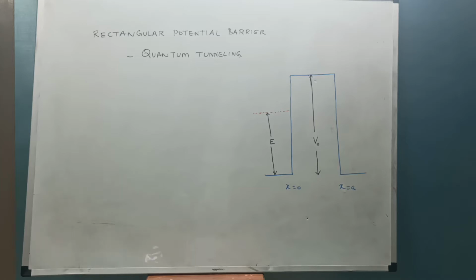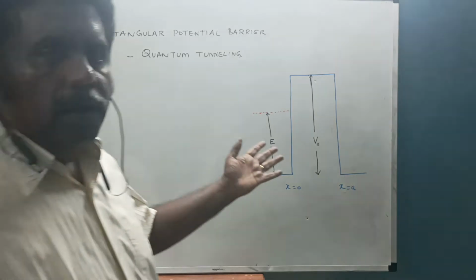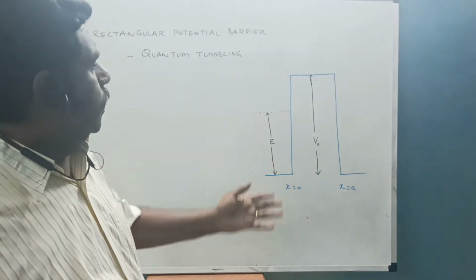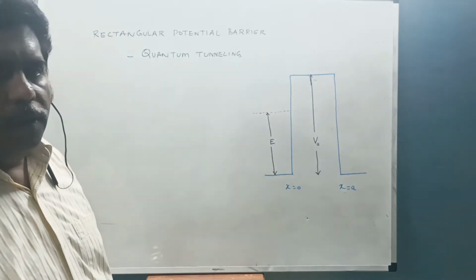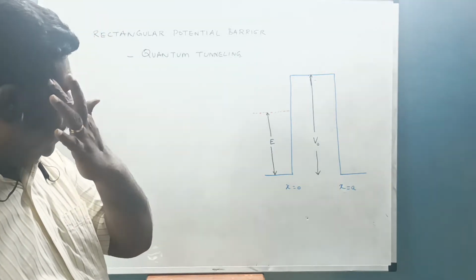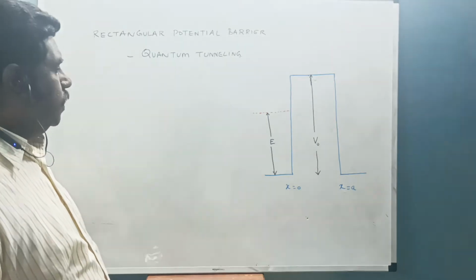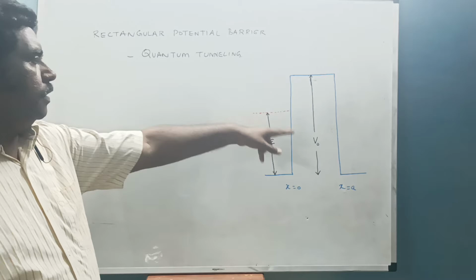In this presentation, we have to talk about quantum tunneling. See, a rectangular potential barrier is shown in the figure. The height of the barrier is V0 and the width of the barrier is a. Suppose the energy of the particle is lesser than the height of the barrier.